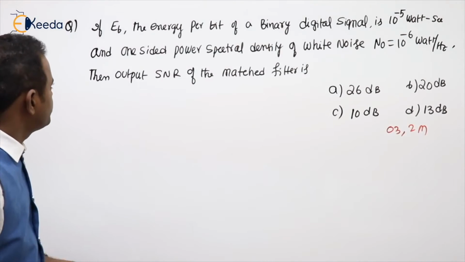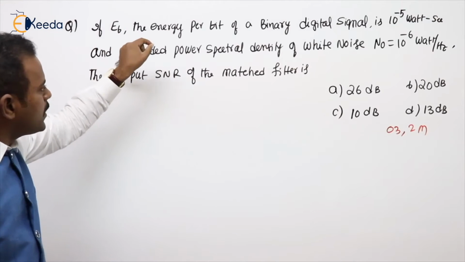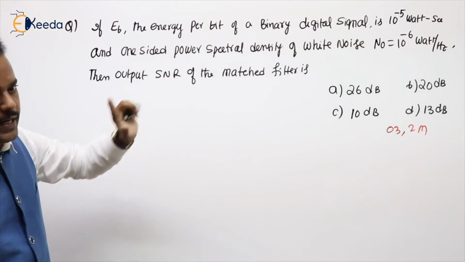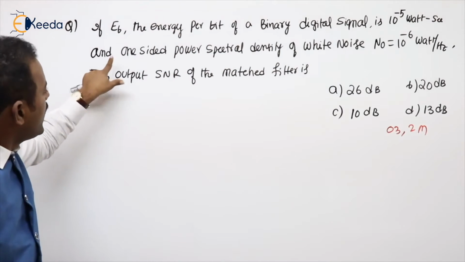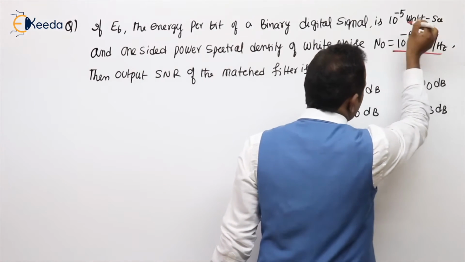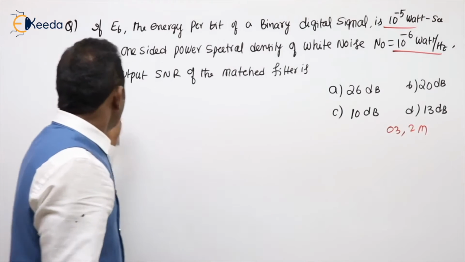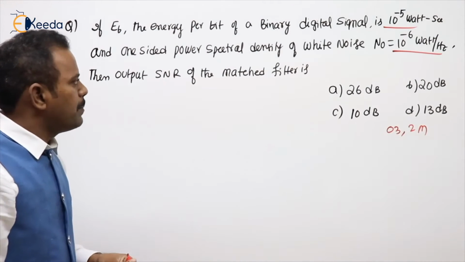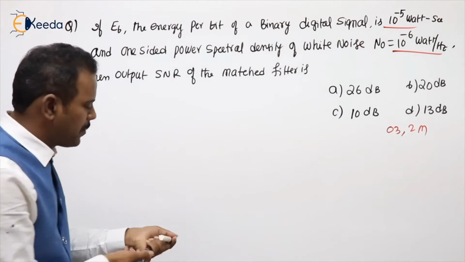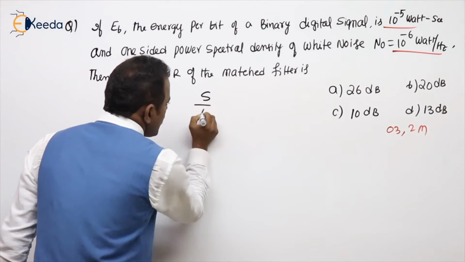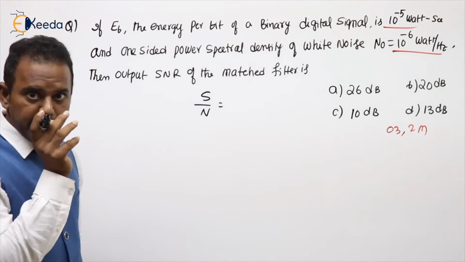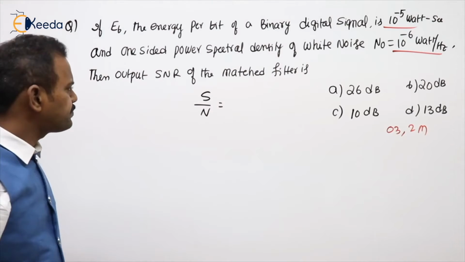See the next problem. If EB, the energy per bit of a binary digital signal, is 10 power minus 5 watt second. Energy means watt second. And one side the power spectral density of a white noise is 10 power minus 6 watt per Hz. The output SNR of the matched filter is asked. SNR means signal to noise ratio. Simple problem. Signal to noise ratio is nothing but signal power to noise power.